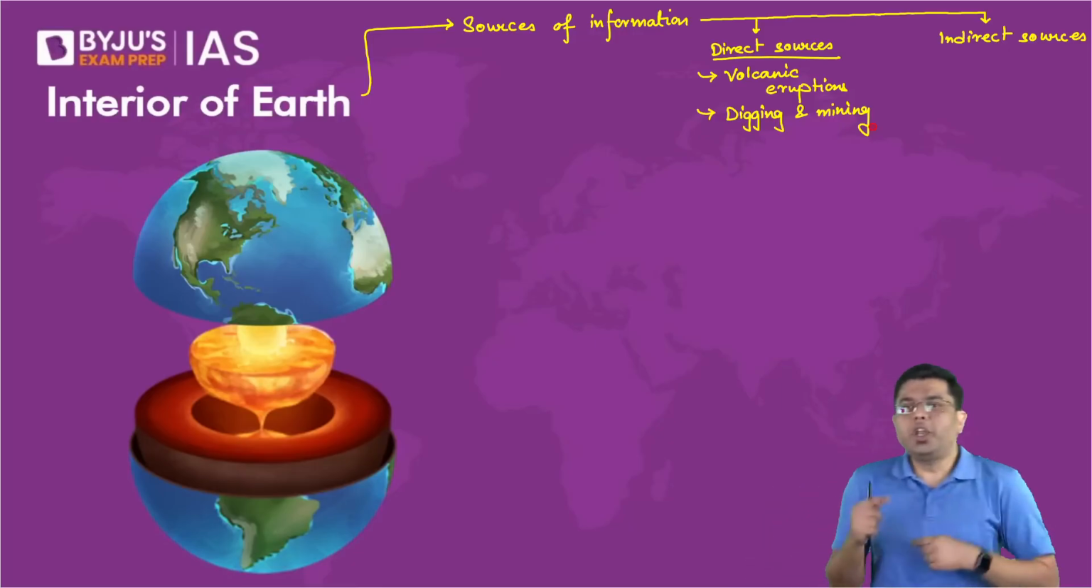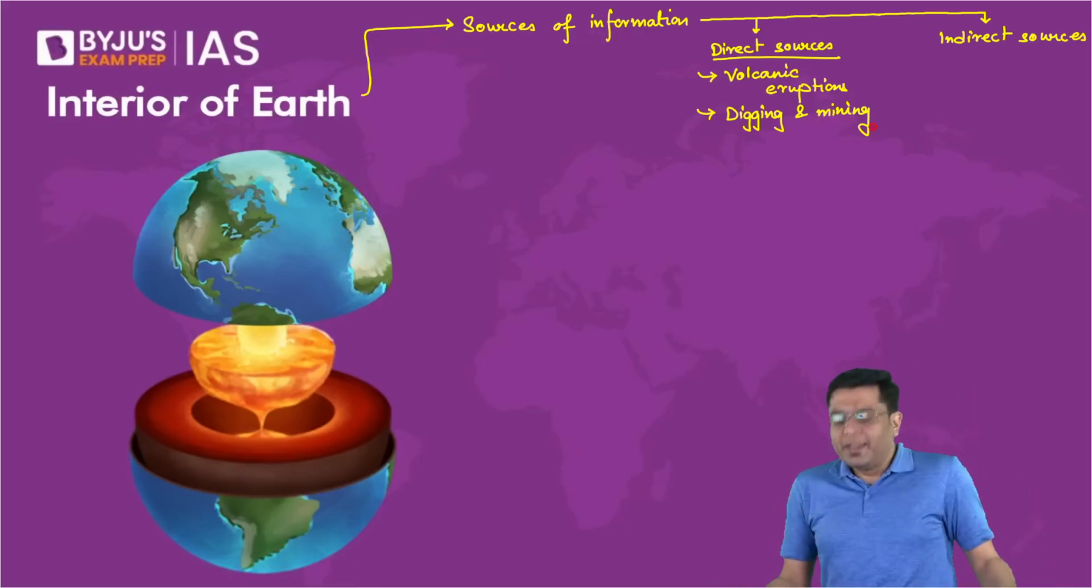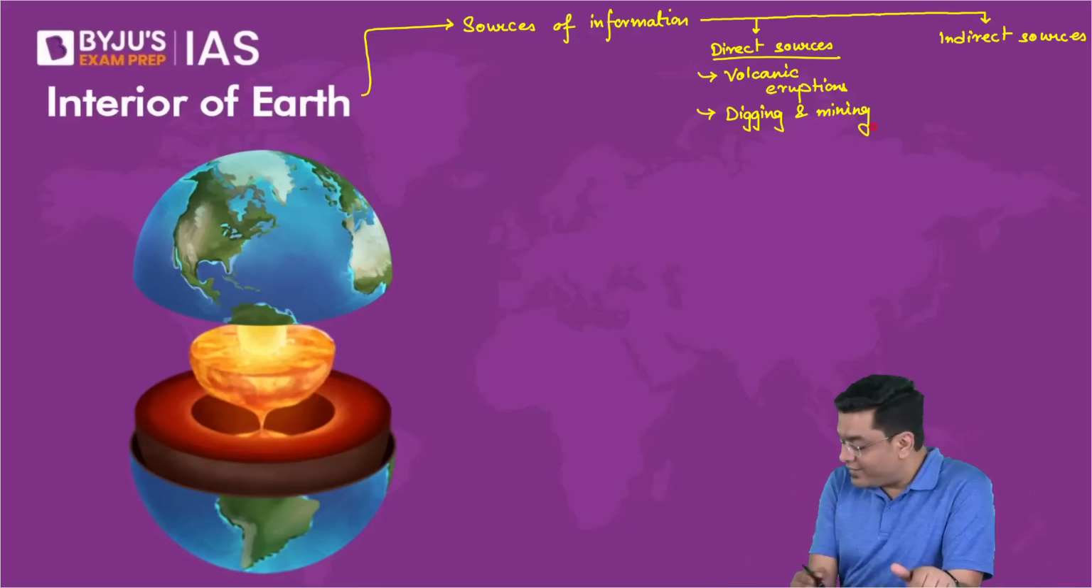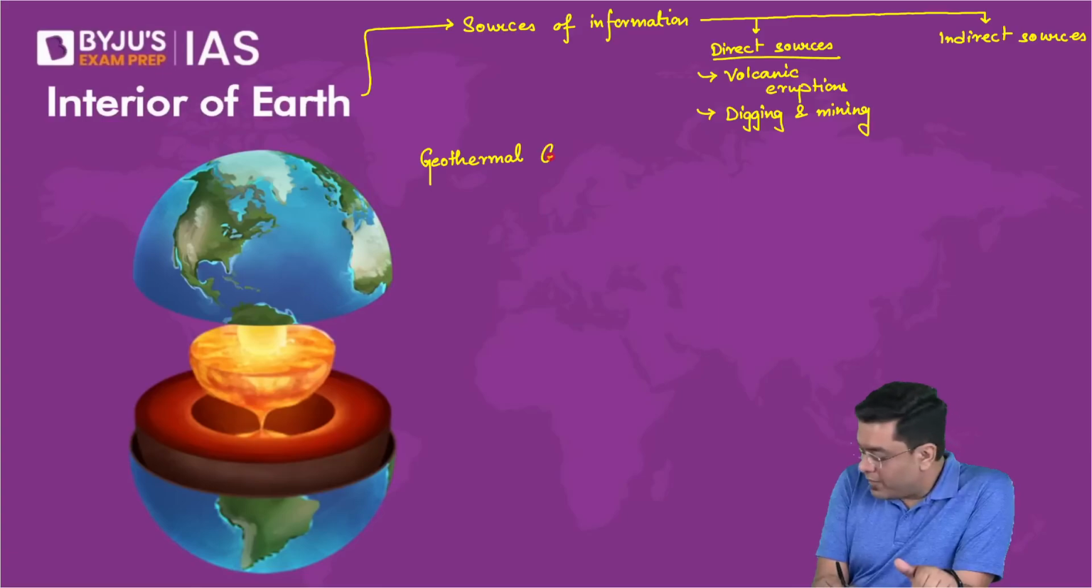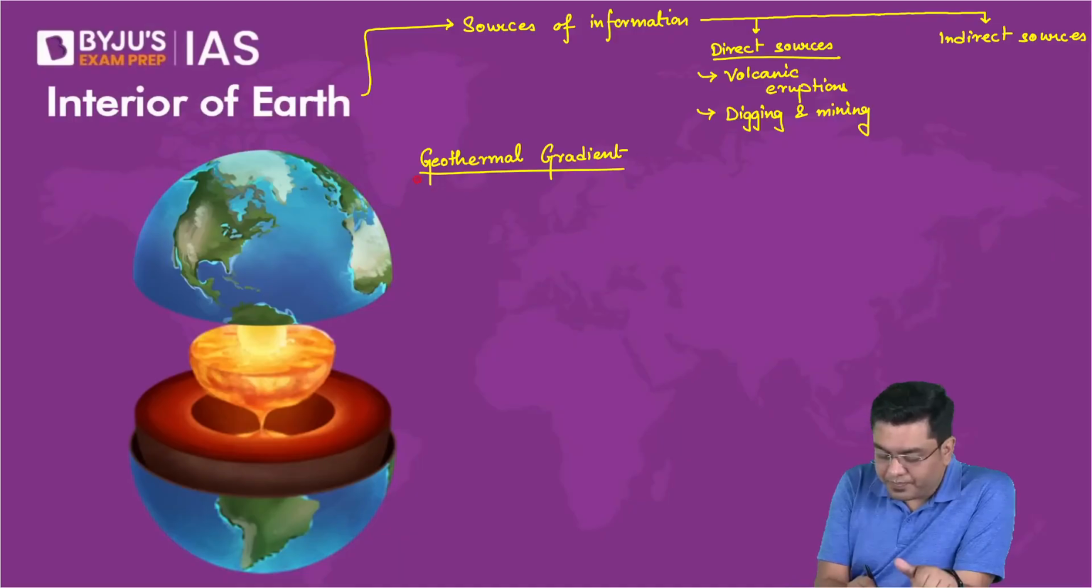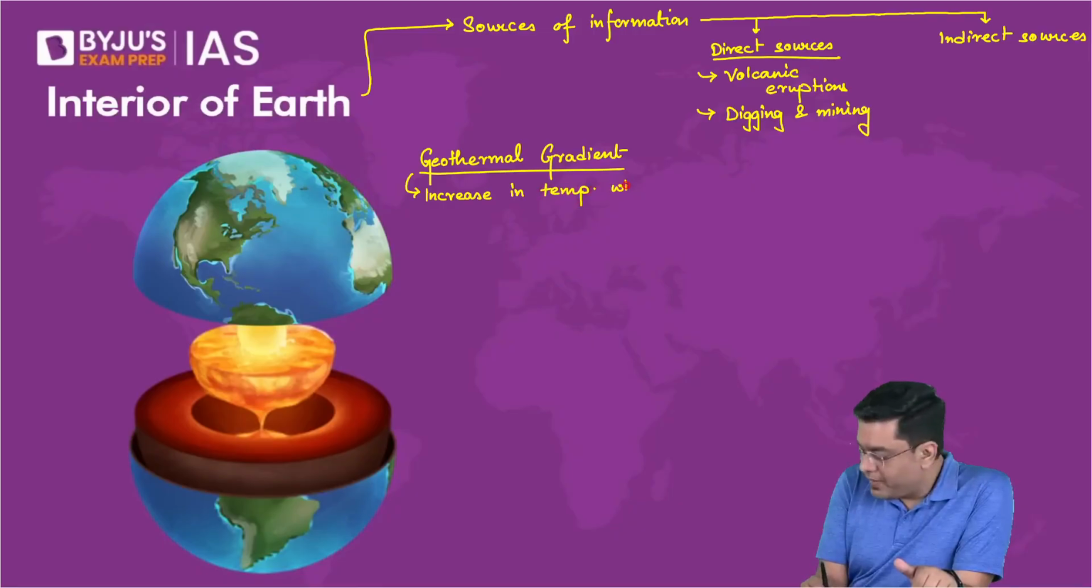So this increase in temperature with depth, that is what is also referred to as the geothermal gradient. Geothermal gradient: increase in temperature with an increase in depth.